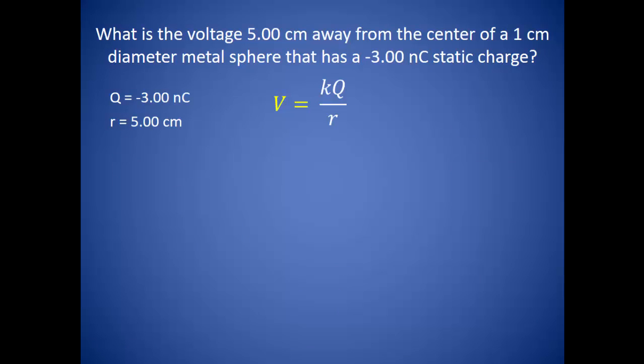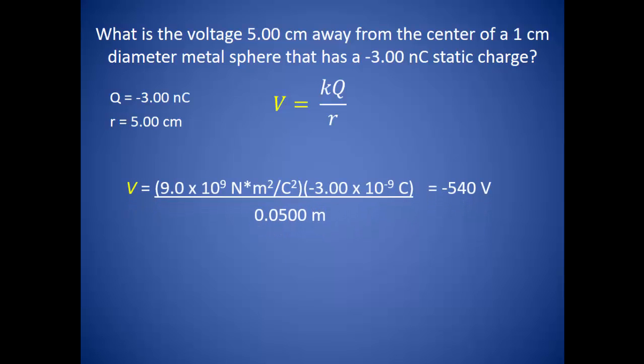So what is the voltage 5 centimeters away from the center of a 1 centimeter diameter metal sphere that has a negative 3 nanocoulomb static charge? We are looking for the voltage, and we know the charge on the particle and the distance from the sphere, so this nicely fits into our equation. Nano, remember, is 10 to the negative 9th, and centi is 10 to the negative 2nd, and we find negative 540 volts.